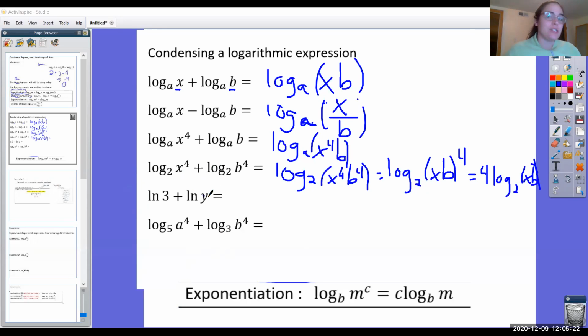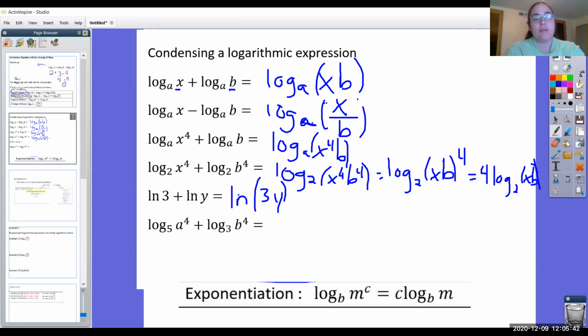The next one has a different base. So natural log of 3 plus natural log of y, that's base e, right? They have the same base, so I can condense them just like I did the very first one, except instead of log base a, it's going to be natural log, and then multiply 3 times y.